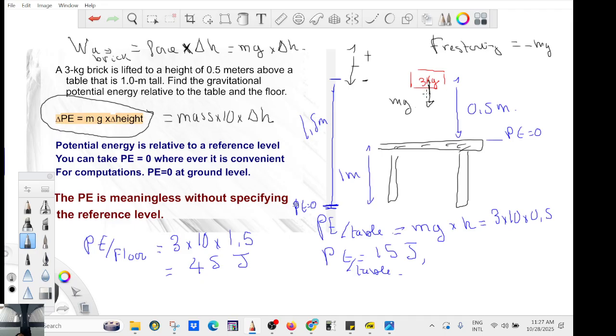Okay, if you bring the brick from here to there, this is you here, mg, the force applied. If you move the brick up to this position here at a constant speed, the force applied equals mg. Up equals down. There is no acceleration, so applied force equals mg.